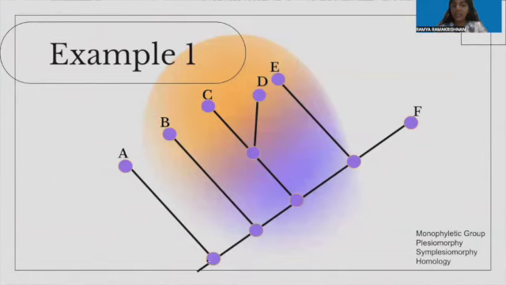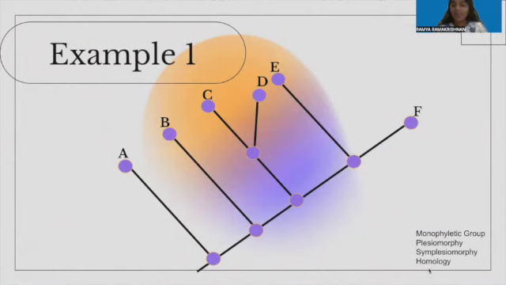Let's say this trait, this purple trait right here, is that of feathers. All the species after this common ancestor has feathers. Feathers can be called a plesiomorphic trait. It is present because the common ancestor had it. More specifically, it's a symplesiomorphy that A, B, C, D, E, and F have it. It's a shared ancestral trait.